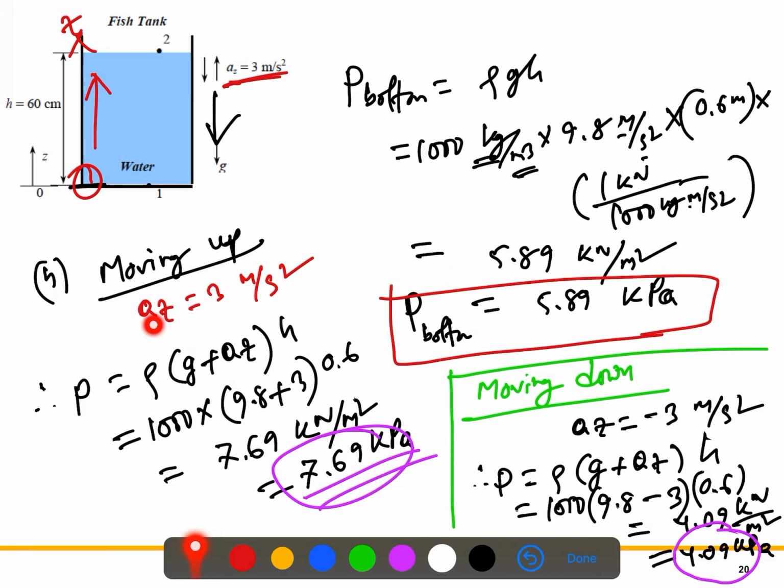So when it is moving up, the acceleration is positive. Moving down, the acceleration is negative. So that's it.